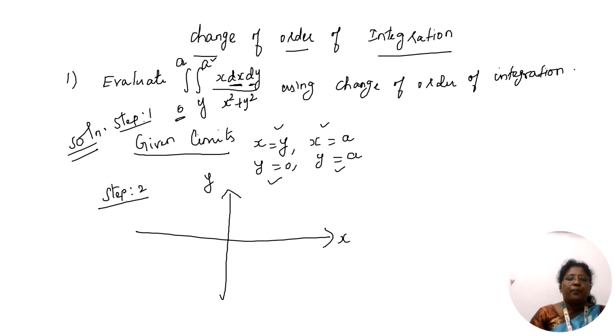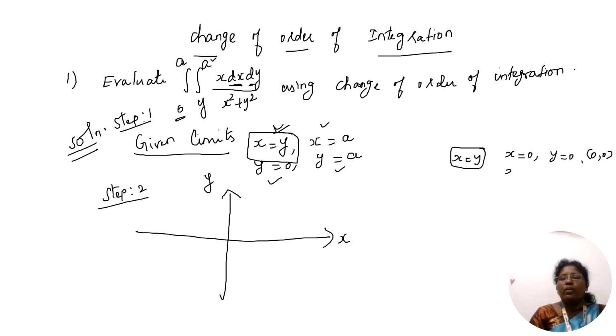How to draw the diagram? First we take the first line, the equation of the straight line x equal to y. To draw a straight line we need a minimum of 2 points. If x equal to 0, then y is also 0, so the point is 0, 0. To find one more point, put x equal to 1. Then y is also 1, so we get 1, 1.